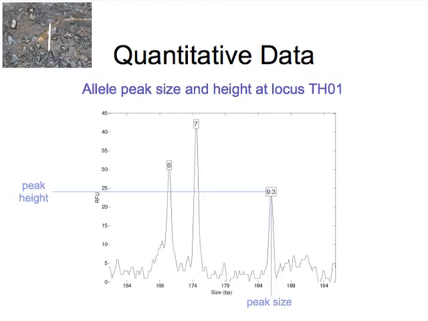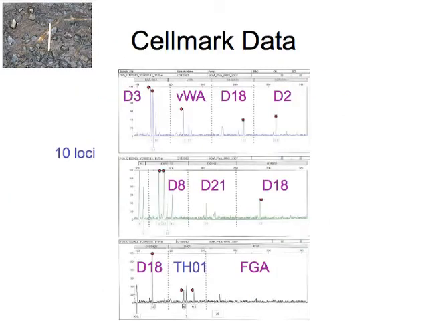At this one locus, they have names, THO1. And this is what the Cellmark data looked like for the matchstick at all 10 loci. In addition to THO1, we also see the other 9 loci here. They have names like D2, FGA. And this is the starting point for interpretation.